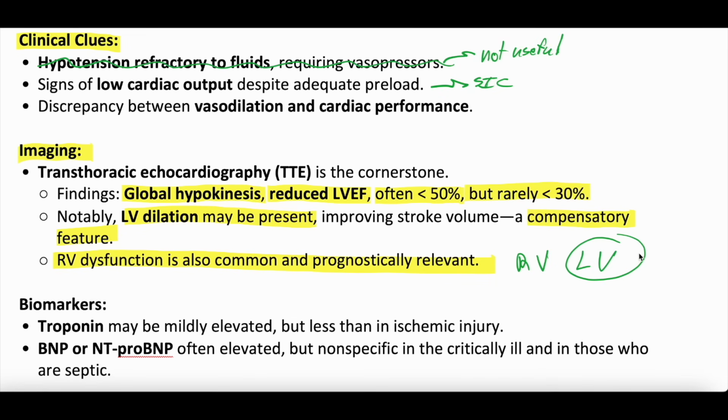We think about sepsis-induced cardiomyopathy, but if the right ventricle is involved too, this is biventricular failure, BIV failure, both ventricles. And this has a worse prognosis than if it was just the left ventricle. This can be really, really difficult to manage.